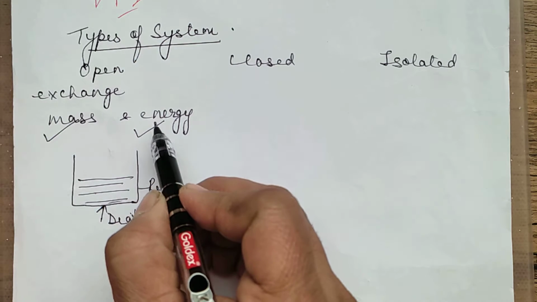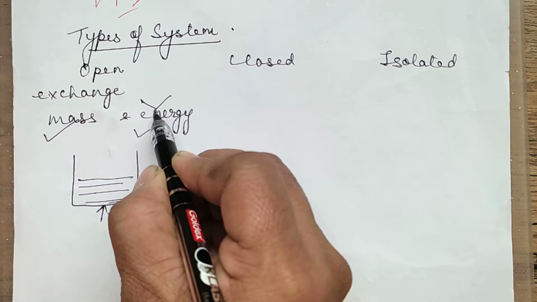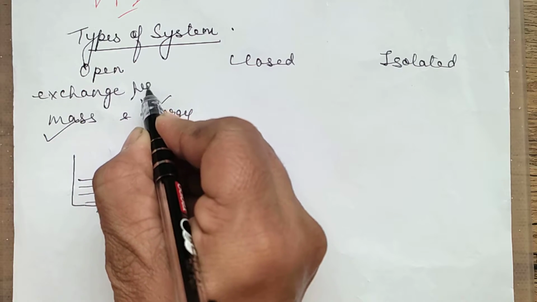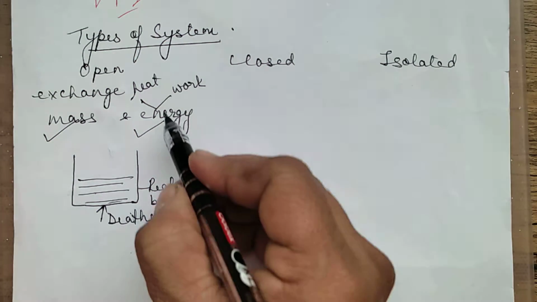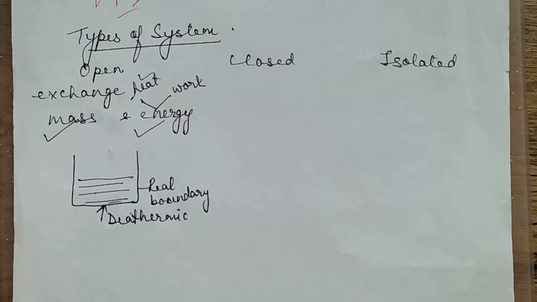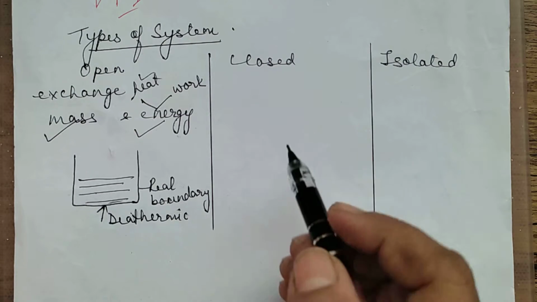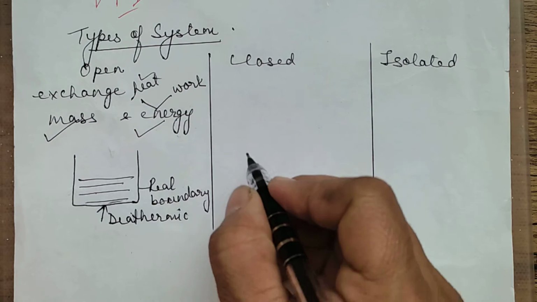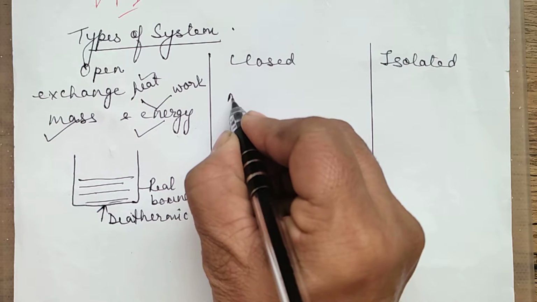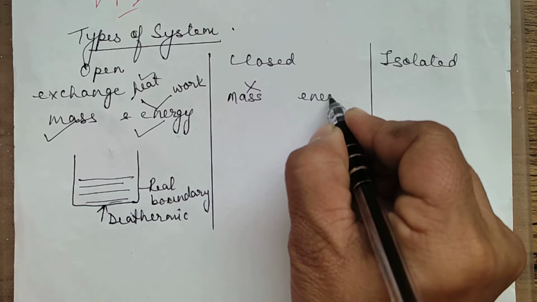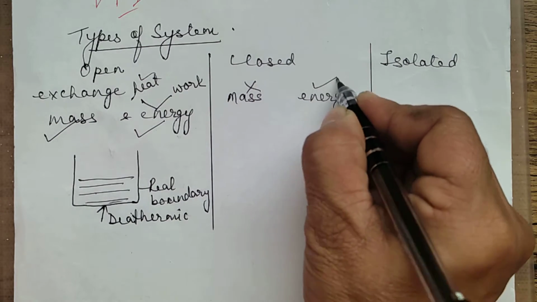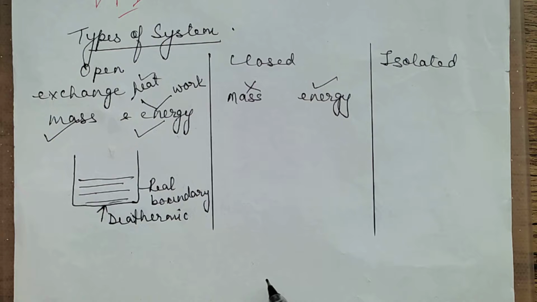Now, actually speaking, this energy change can either be in terms of heat or in terms of work. In the present example, there is heat exchange taking place between the system and the surrounding, so this is an open system. Fine. Now, we'll move on to the closed system. It is that which cannot exchange mass, but it can exchange energy with the surrounding.